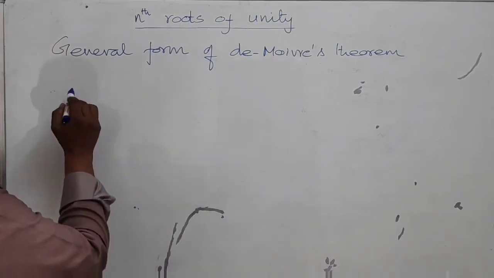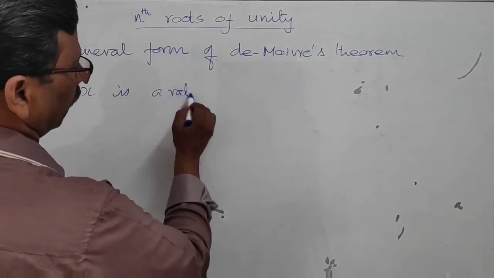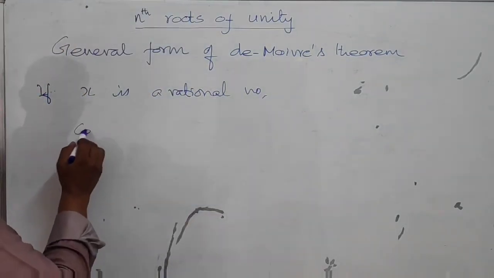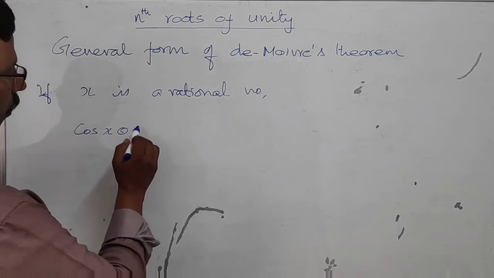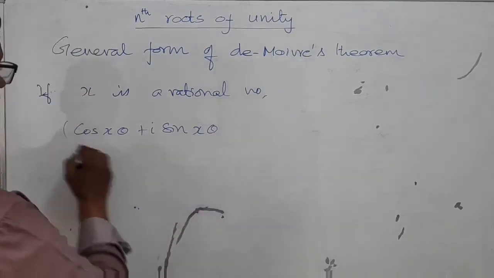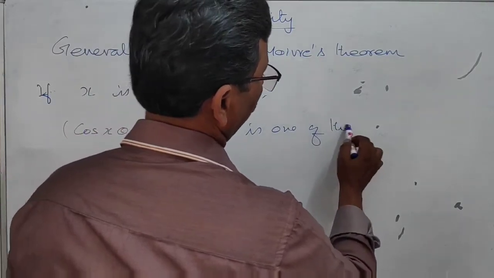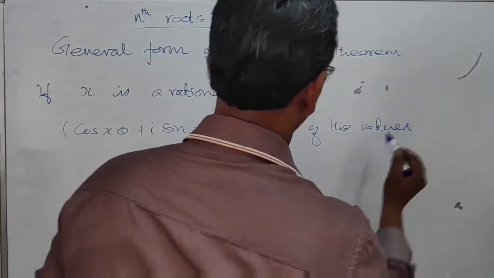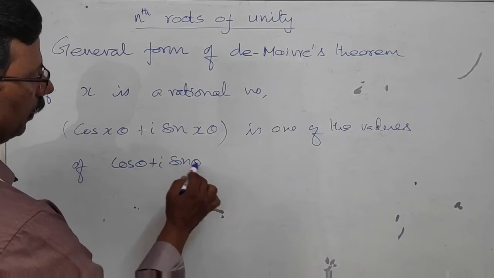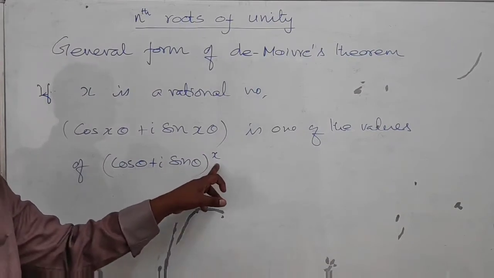Suppose that n value we are going to assume as x. If x is a rational number, then we can say cos x theta plus i sin x theta is one of the values of (cos theta plus i sin theta) whole power x. Okay, in the previous case we have seen this x as n.